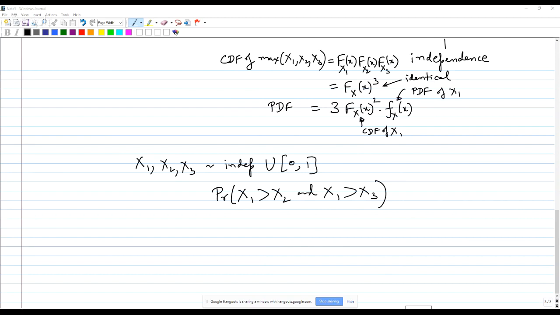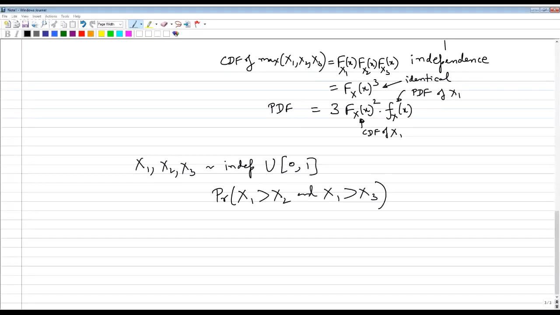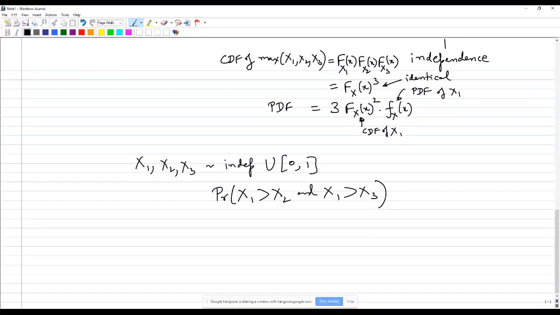What can happen in these kinds of questions is that one can use some symmetry to come up with the answer intuitively. If you think about it, x1, x2 and x3 all have the same distribution, uniform on 0 to 1, and they're all independent. So the answer must be something like 1 by 3, right? If you think about it, what is the probability that x1 is going to be largest? There is a symmetry here. x1 could be largest, x2 could be largest, x3 could be largest.